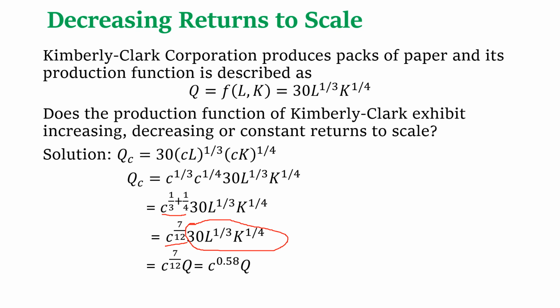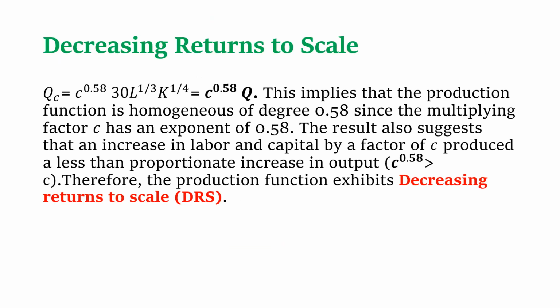And so what happens here? Production output is going to increase, but by less than the increase in input, because the degree of homogeneity here is 0.58. Because this exponent is less than 1, okay? So returns to scale here are decreasing. So the farm here exhibits decreasing returns to scale, okay?